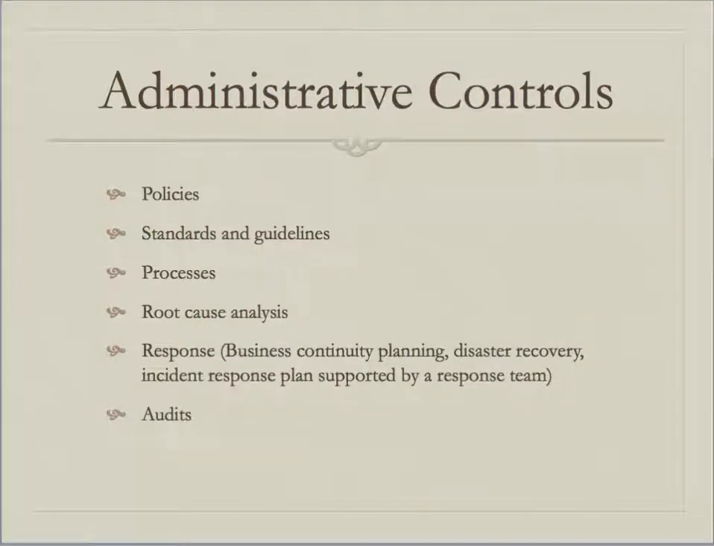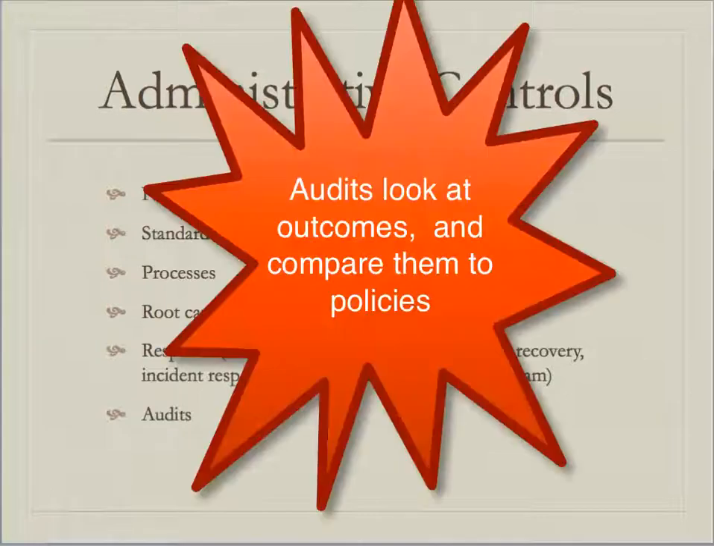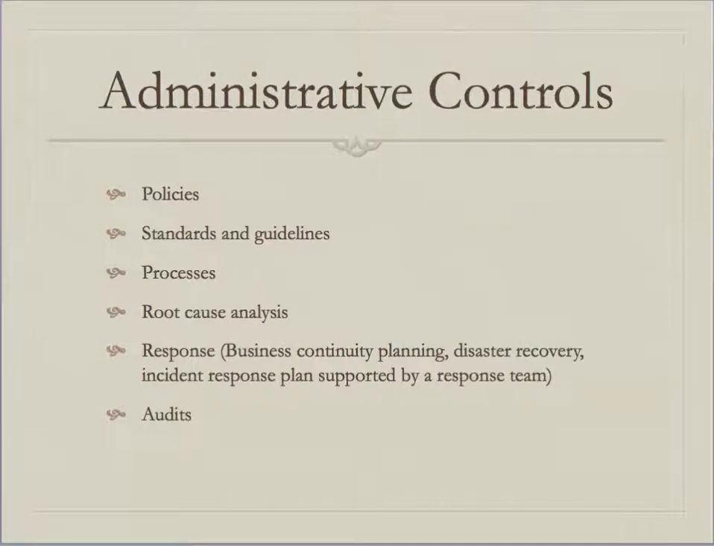And audits are our last administrative control on this slide. They are used to look at outcomes and determine whether they're in line with policies. Remember, we talked about processes are supposed to give us consistent outcomes. Then those outcomes are compared to policy. The audits compare those process outcomes to policy. And again, if there's a problem, the auditors don't fix the process.